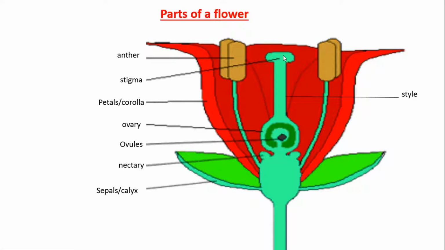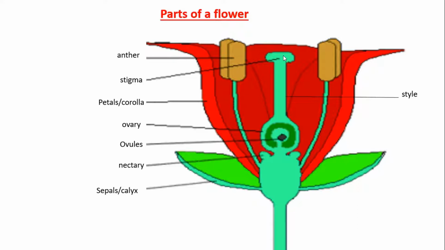Then we have the petals. If you look at the petals, they are brightly colored so that they can attract insects from far. Are we together? Yes. The ovary: once fertilization takes place in the plant, all the other parts wither, but this part does not wither. It becomes the fruit afterwards. Then the ovules become the seeds inside the fruit. Then the nectary produces nectar, which is the food for the insects.